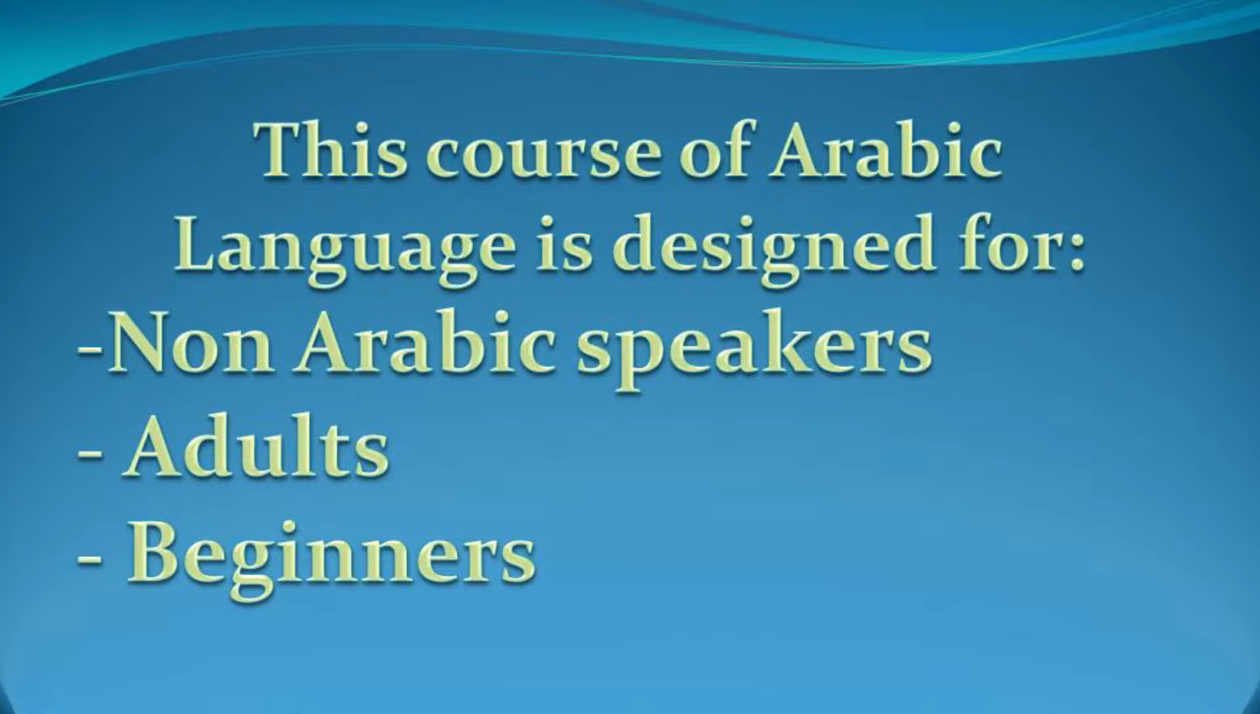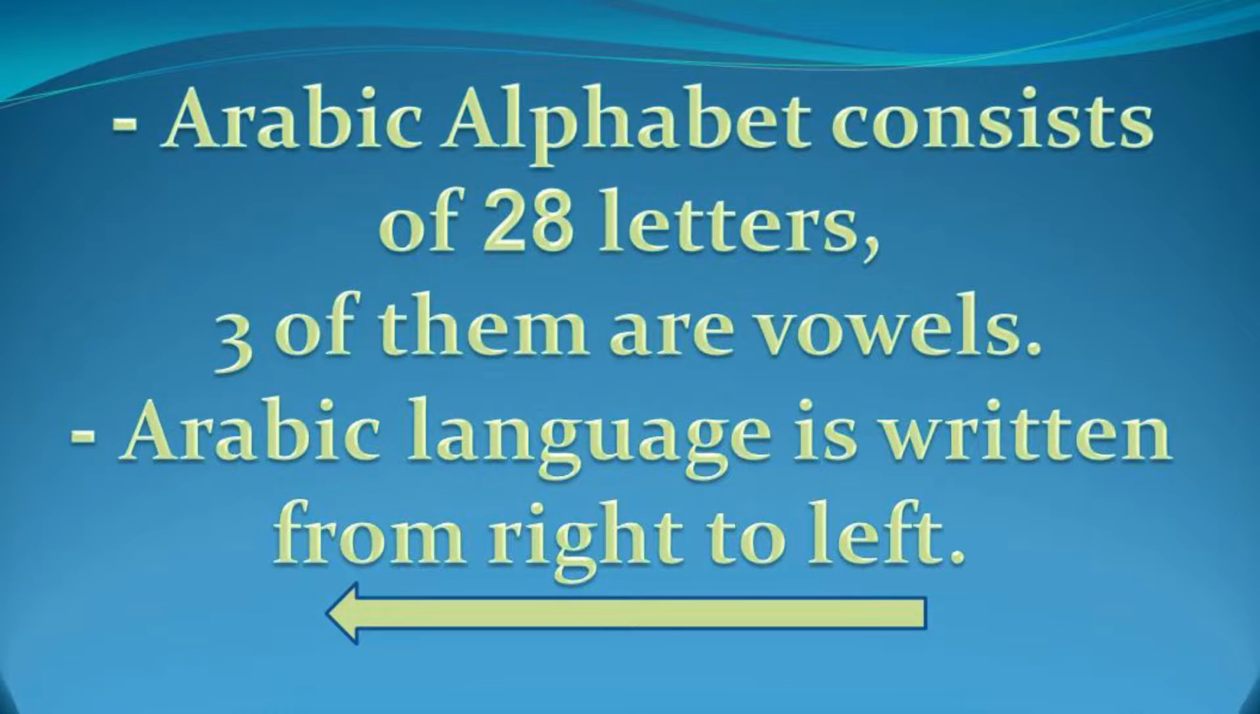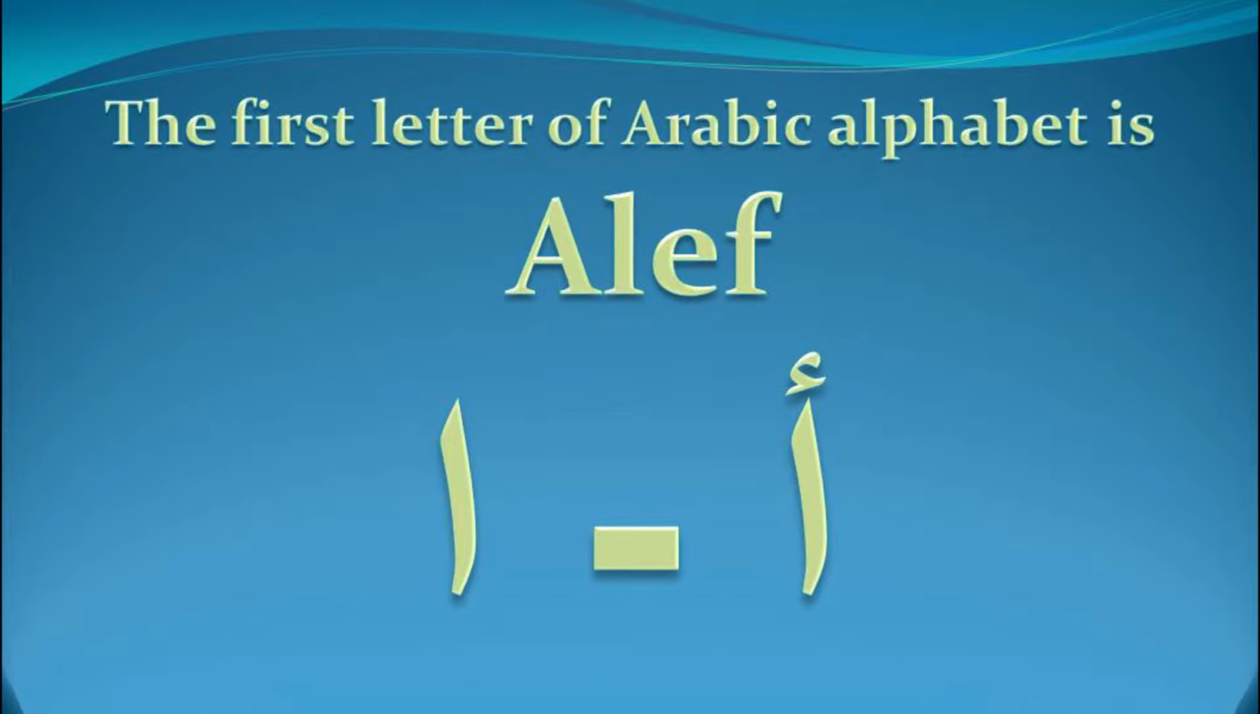This course of Arabic language is designed for non-Arabic speakers, adults, and beginners. Arabic alphabet consists of 28 letters. 3 of them are vowels. Arabic language is written from right to left. The first letter of Arabic alphabet is Alif.